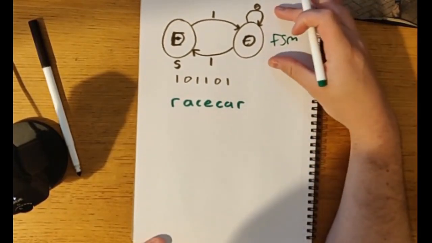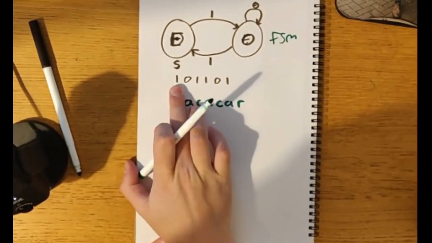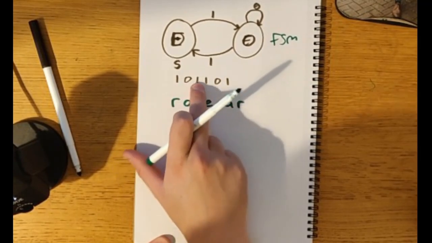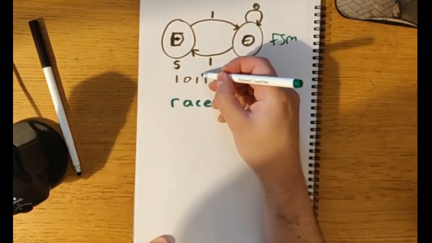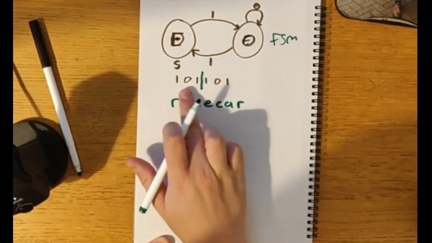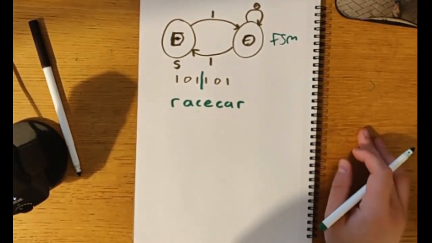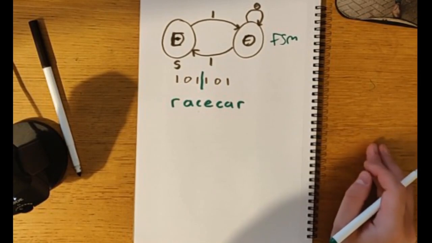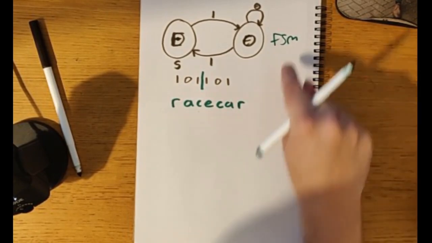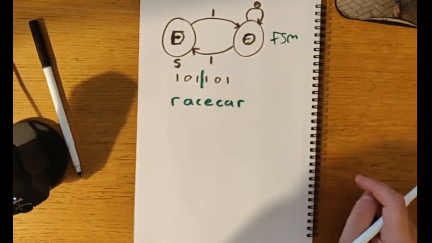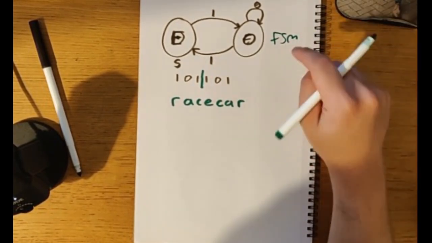Using this logic here, we cannot ever figure out if this is a palindrome. And what I mean by that is that if you split it down the middle, it's the same on each side. It can never figure that out. Is everyone happy with that? There is a way, but a finite state machine can't do it. This is what I mean about problems.